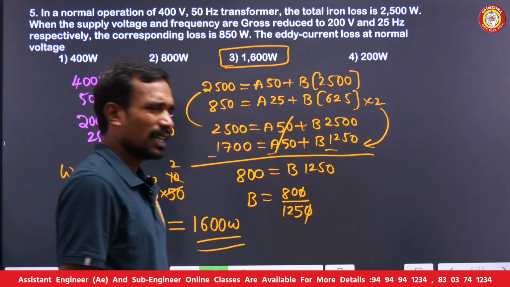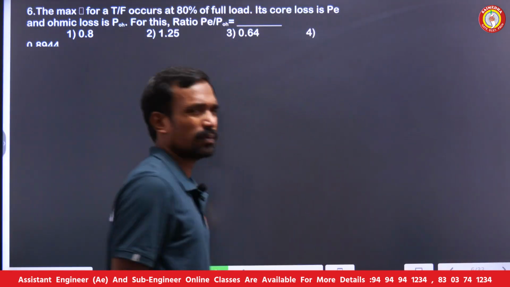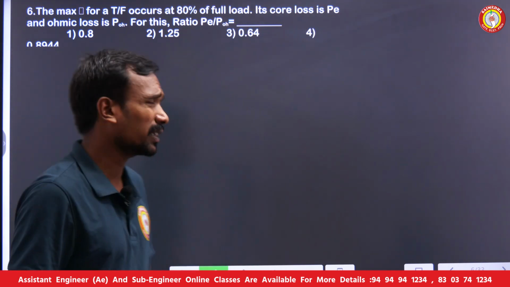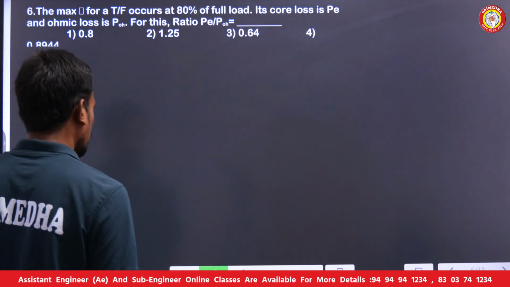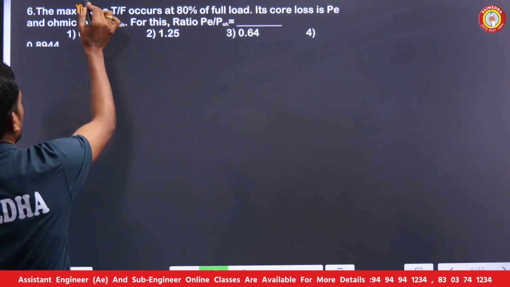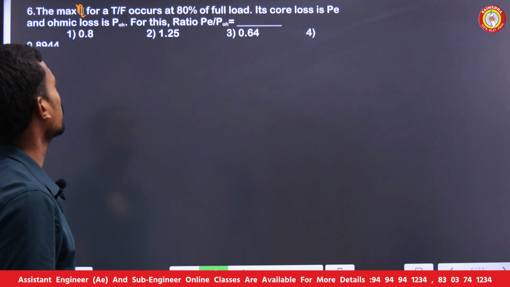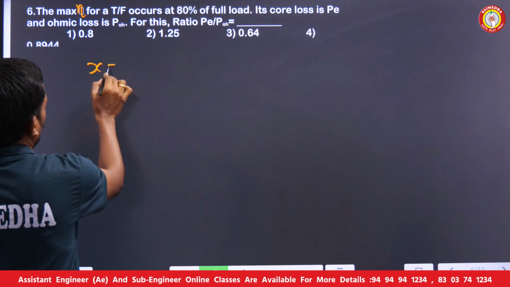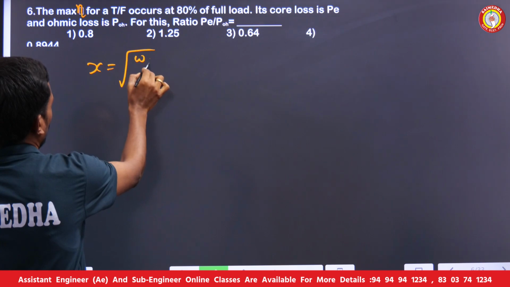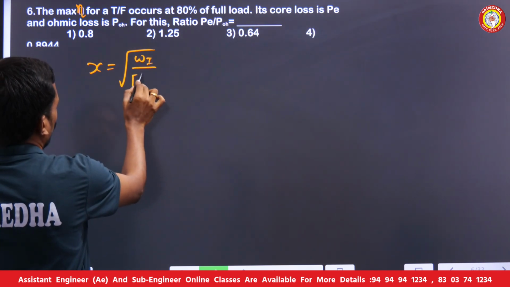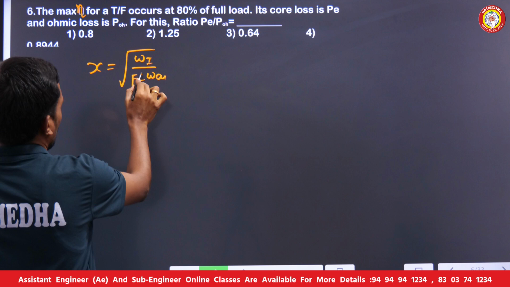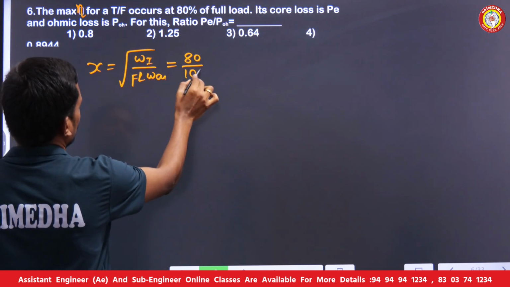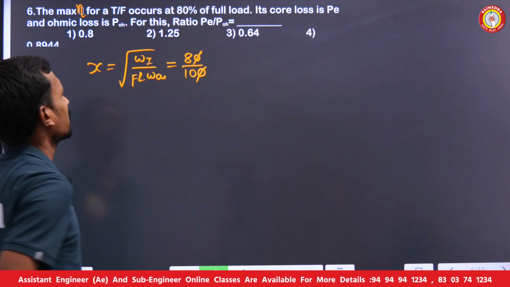So like this, there are a number of questions on power, eddy current, hysteresis, losses and efficiency. Let's see this question. The maximum efficiency for a transformer occurs at 80% of full load. So X is equal to square root of iron losses by full load copper losses, which is equal to 80%. They have given 80%.